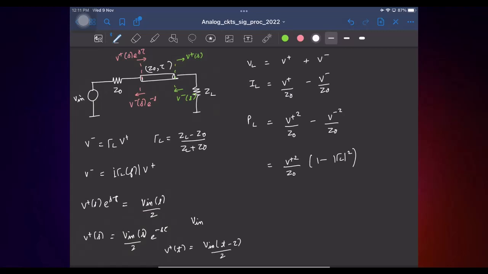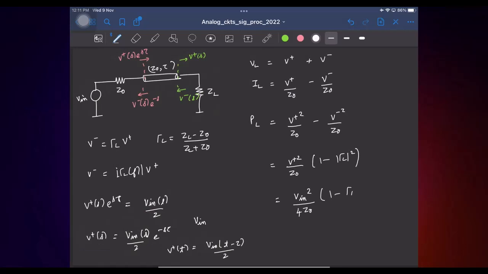By 2. Is that fine? So I'm saying if this has some RMS of some Vn, what will be the RMS of this? Half, right? So this is going to be Vn square by 4Z0, into 1 minus gamma L square. Is that okay?